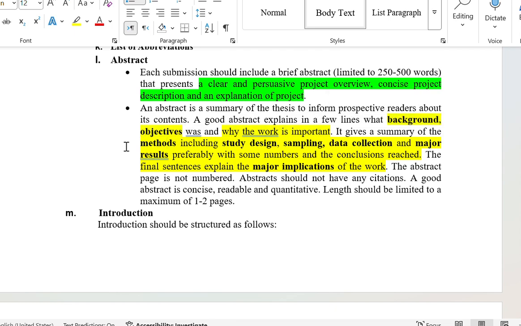Then comes the methodology. You have to mention the study design, sampling, how your data was collected, and so on. The next paragraph is about the results. The last paragraph is about the conclusion. Okay, it can be 1 or 2 pages, 300 to 400 words.